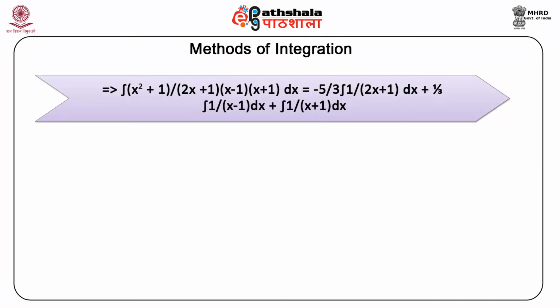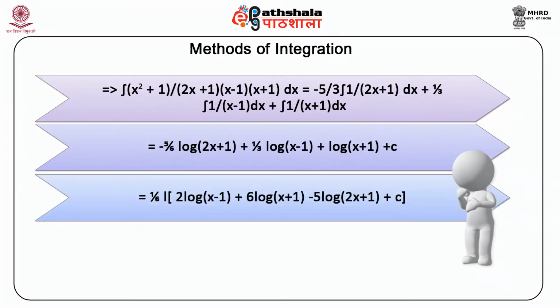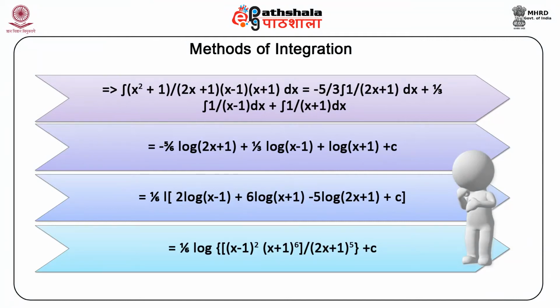Integration of x squared plus 1 divided by (2x plus 1)(x minus 1)(x plus 1) dx is equal to minus 5 divided by 3 integration of 1 divided by (2x plus 1) dx plus 1 by 3 integration of 1 divided by (x minus 1) dx plus integration of 1 divided by (x plus 1) dx, which is equal to minus 5 by 6 log |2x plus 1| plus 1/3 log |x minus 1| plus log |x plus 1| plus c, which is equal to 1 by 6 bracket open 2 log |x minus 1| plus 6 log |x plus 1| minus 5 log |2x plus 1| bracket close plus c, which is equal to 1 by 6 log bracket open (x minus 1) whole squared (x plus 1) raised to the power of 6 bracket close divided by (2x plus 1) raised to the power of 5 plus c.